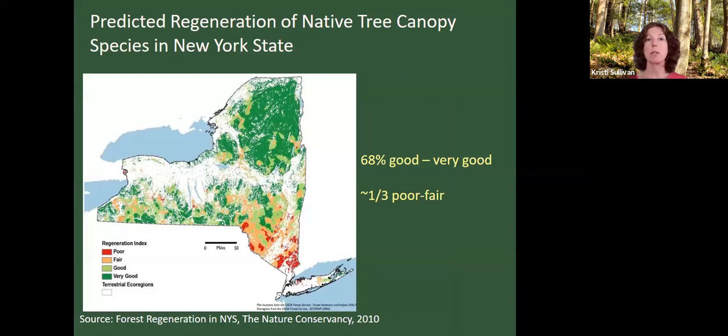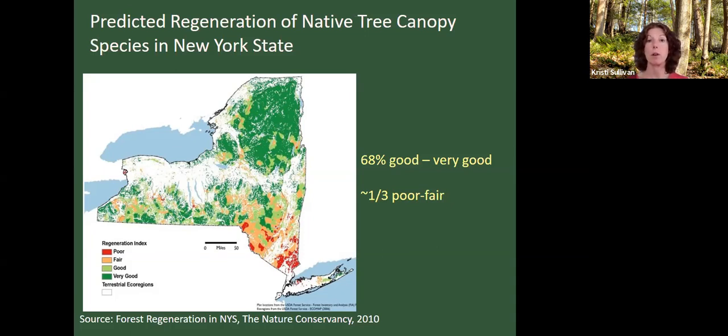So the Nature Conservancy in New York State about 10 years ago looked at regeneration, or basically the ability to grow new trees in New York State. They did some modeling. And what they found is in this picture, what you're looking at is that anything that's green, dark green is the best, light green is next. Then there's orange, which is fair, and red, which is poor. And this slide is showing where they predict that native tree canopy species are able to regrow.